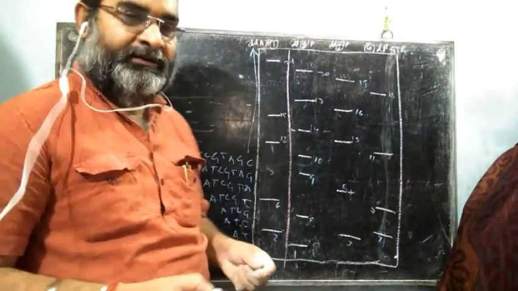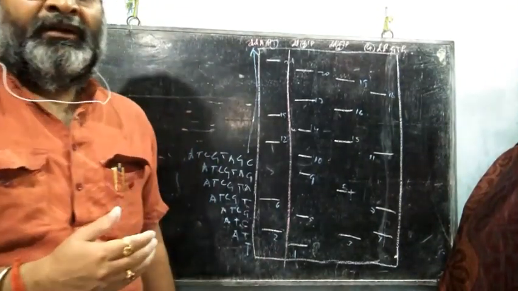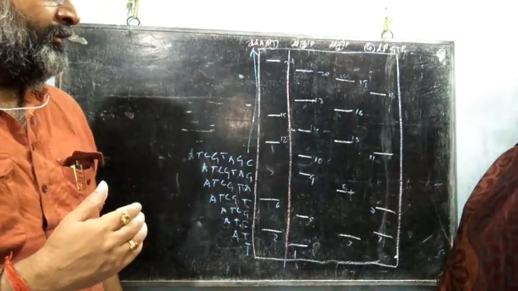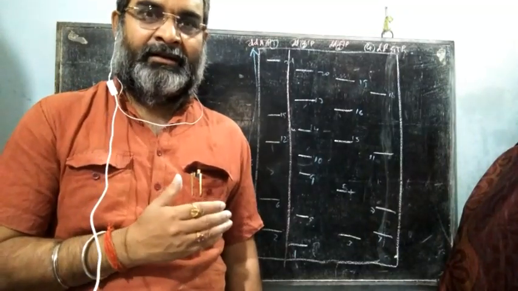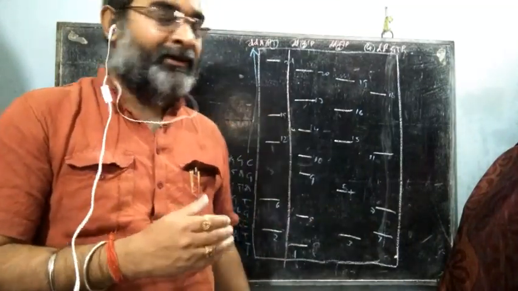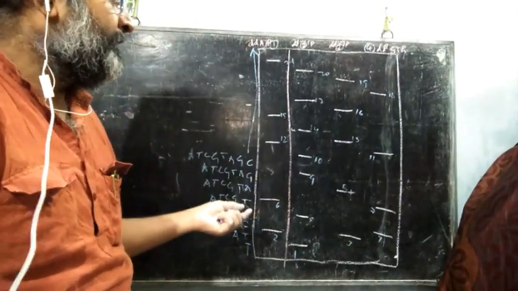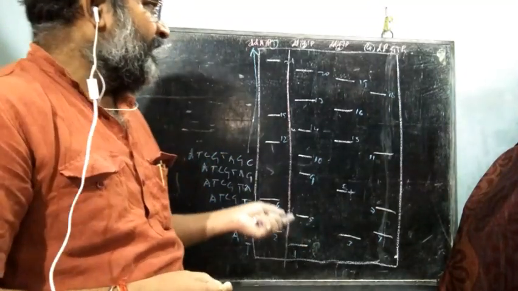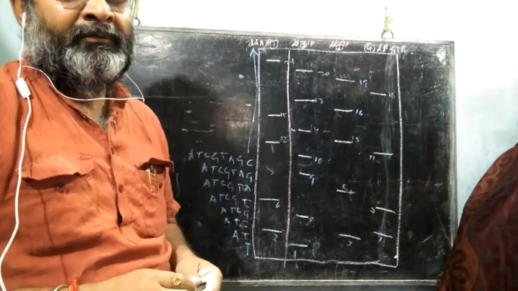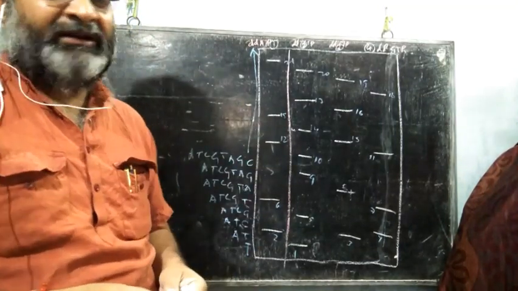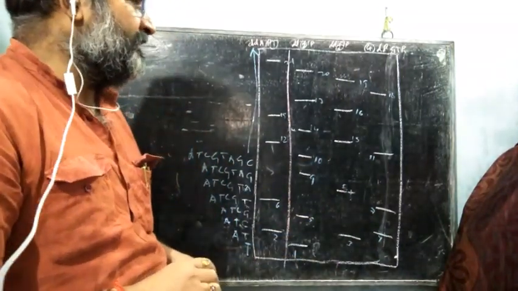Here, in the chain termination process, it is better than the Maxam-Gilbert method, but it also has some limitations. The first limitation is that it is also time consuming, and for the analysis we depend on an indirect method, the binding pattern. It is not a direct method. Of course, it is superior to the Maxam-Gilbert method.